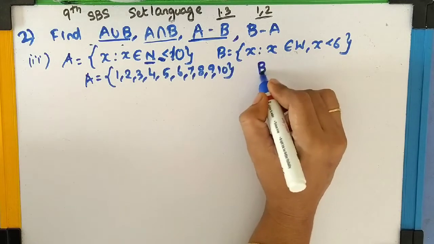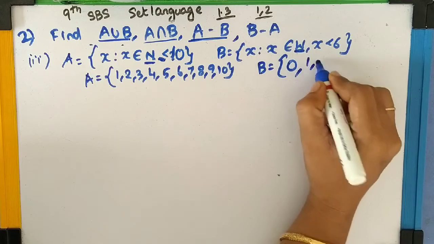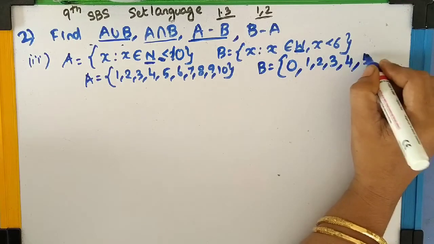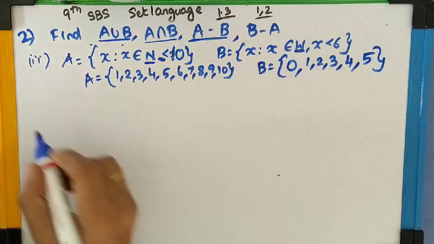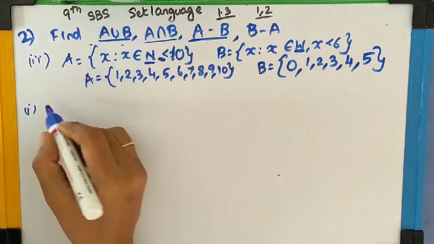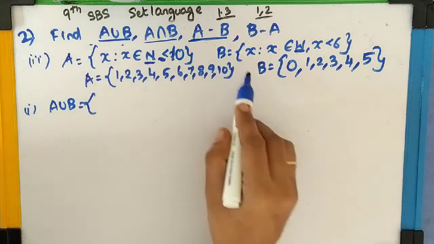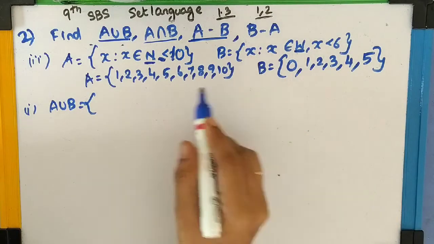Now what is B? B is equal to {X : X is a whole number}, so it starts with 0, 1, 2, 3, 4 and 5 because X is less than 6. So we have to write the set B. Now we should find what is A union B. What is union? All the elements in both the sets, and common elements should be written only once.